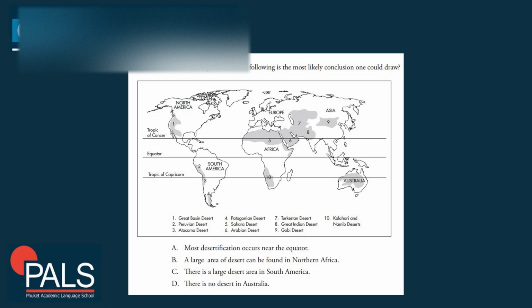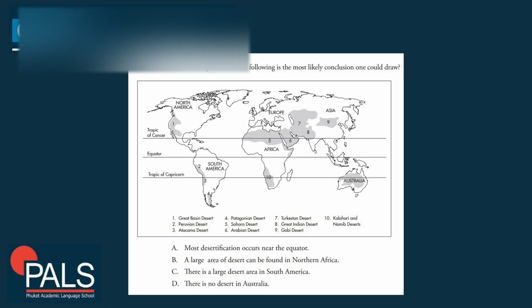A says, most desertification occurred near the equator. If we look at the map, this just isn't true. Most desertification is north of the equator and even north of the Tropic of Cancer, in fact. B, a large area of desert can be found in northern Africa. If we look at northern Africa, deserts 5, 6 are spanning across the entire continent.